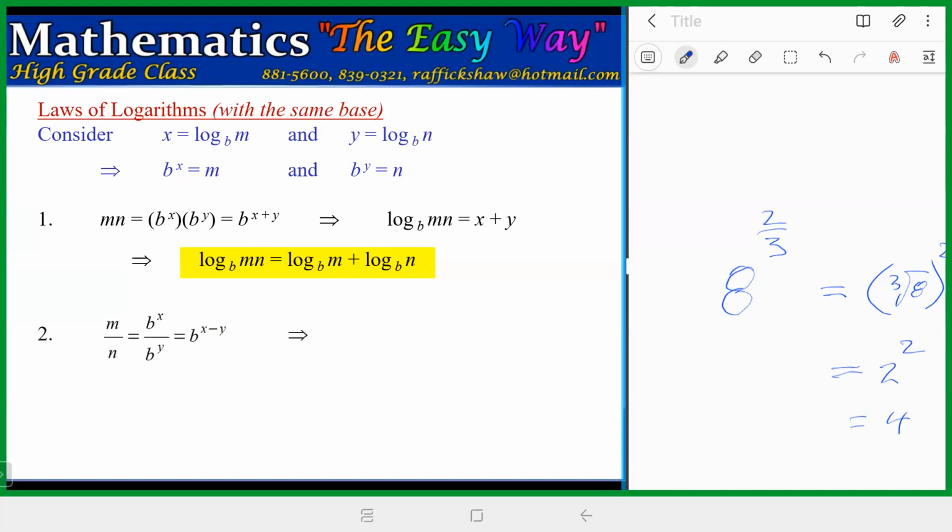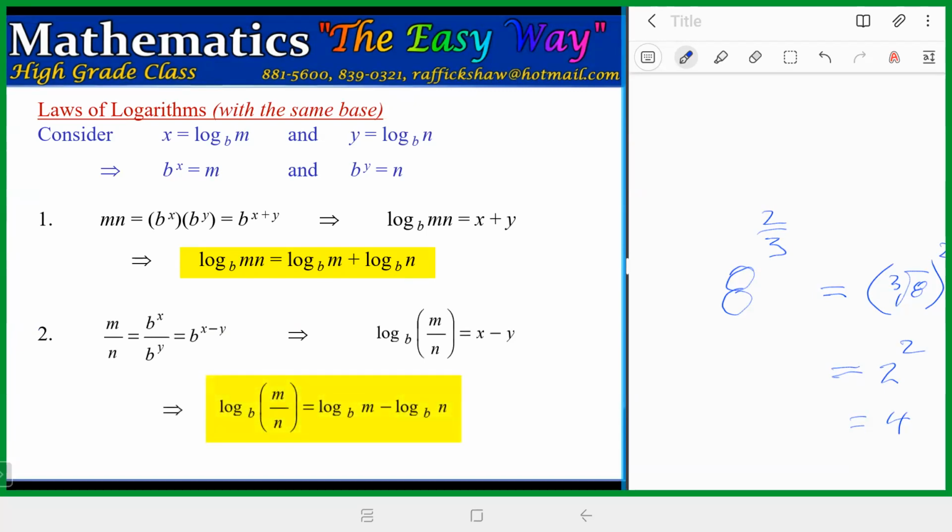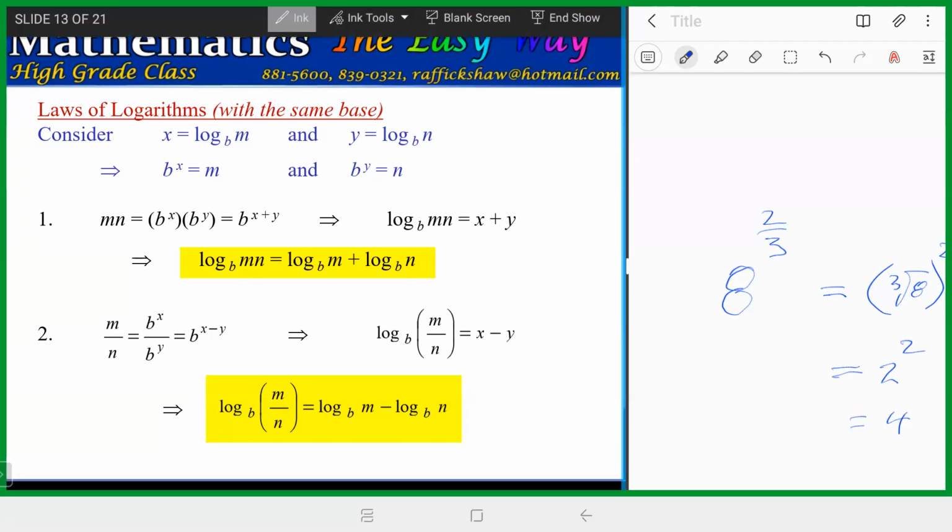Then the second one is division. Second one: log of a quotient, subtract it. The log to base a of m over n becomes the log of m minus the log of n, the same base. Advanced students, you must know these laws. And as I said, you have to learn the laws from left to right and from right to left.